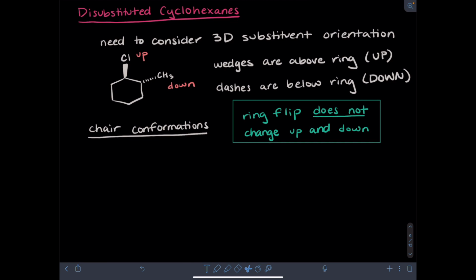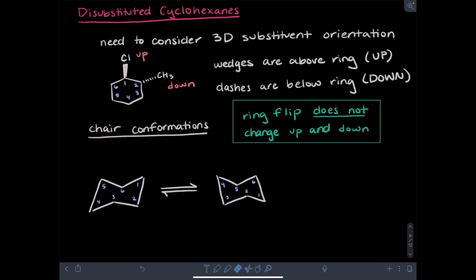Now we're going to draw chair conformations, and there's something I really want you to pay attention to. When you draw your different chair conformations and show the ring flip, you can change axial and equatorial, but you never change up and down. The chlorine wedge will always be angled up, whether it's axial or equatorial, and the methyl group will always be angled down, regardless of whether it's axial or equatorial. So let's start by numbering our carbons. I'll make the carbon with the chlorine 1 and the carbon with the methyl 2.